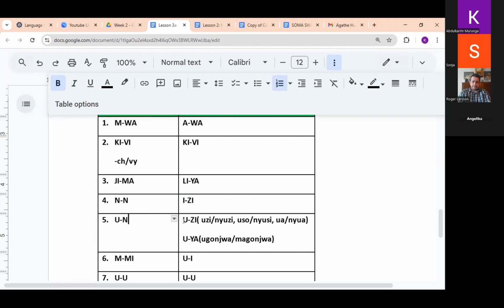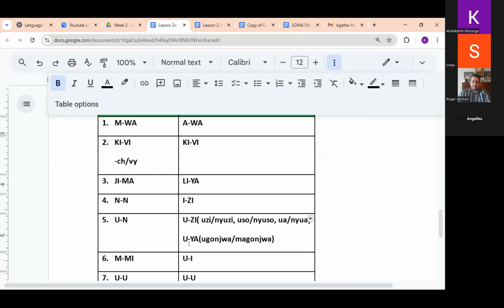We have others taking U and Z in plural form, such as uzi, a string, and if they say nyuzi. Uso, face, and if they say nyuso. Here we have ua, it has two meanings. This ua here is a fence, the surrounding of a home. If they say nyua.